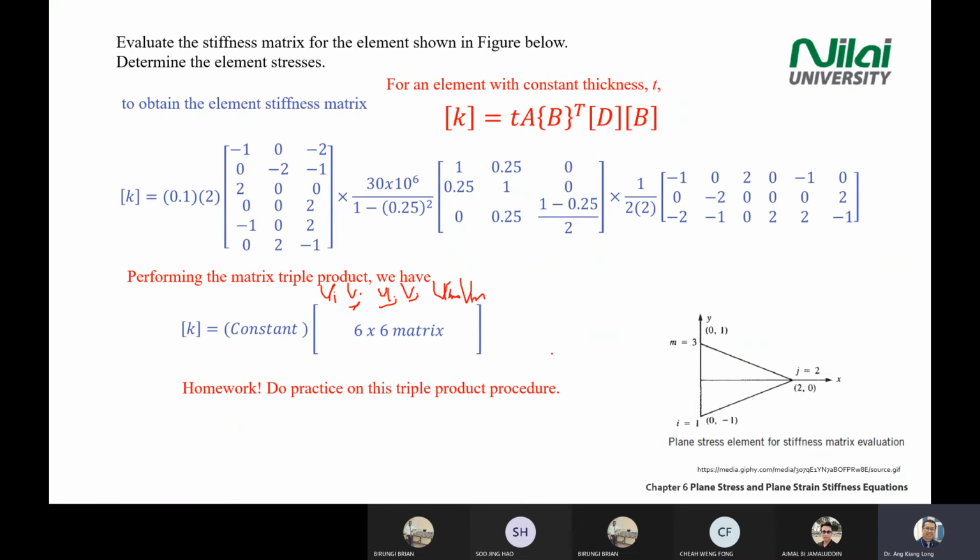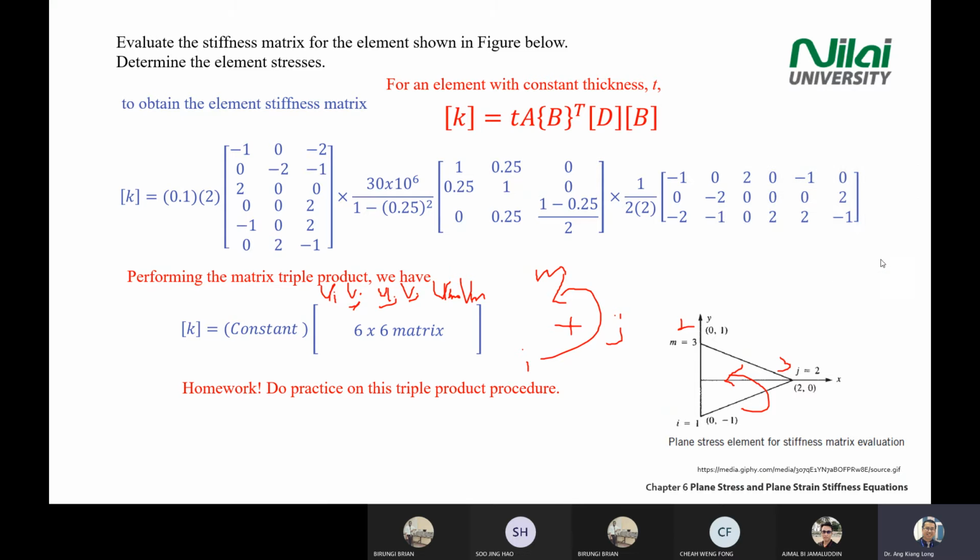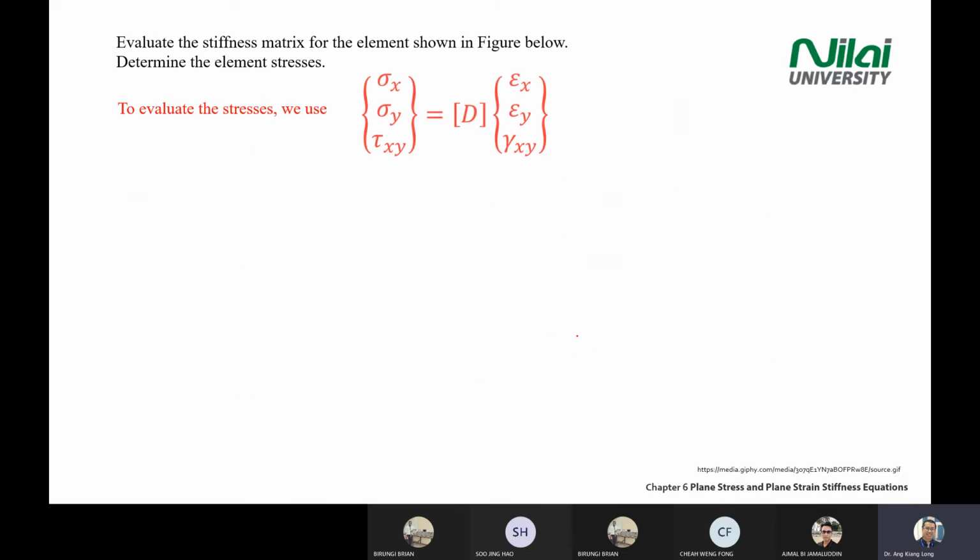Just take note, the numbering is always anti-clockwise, from I to J, I to M: I, J, M. Always park your numbers in this sequence. The exam may confuse you a little bit. Maybe I will label this one as 1, and then I change this number to 3. This one is 2. But when you do numbering, you need to park the numbers correctly. I will put that in the tutorial question also, so that you can see how we solve it.